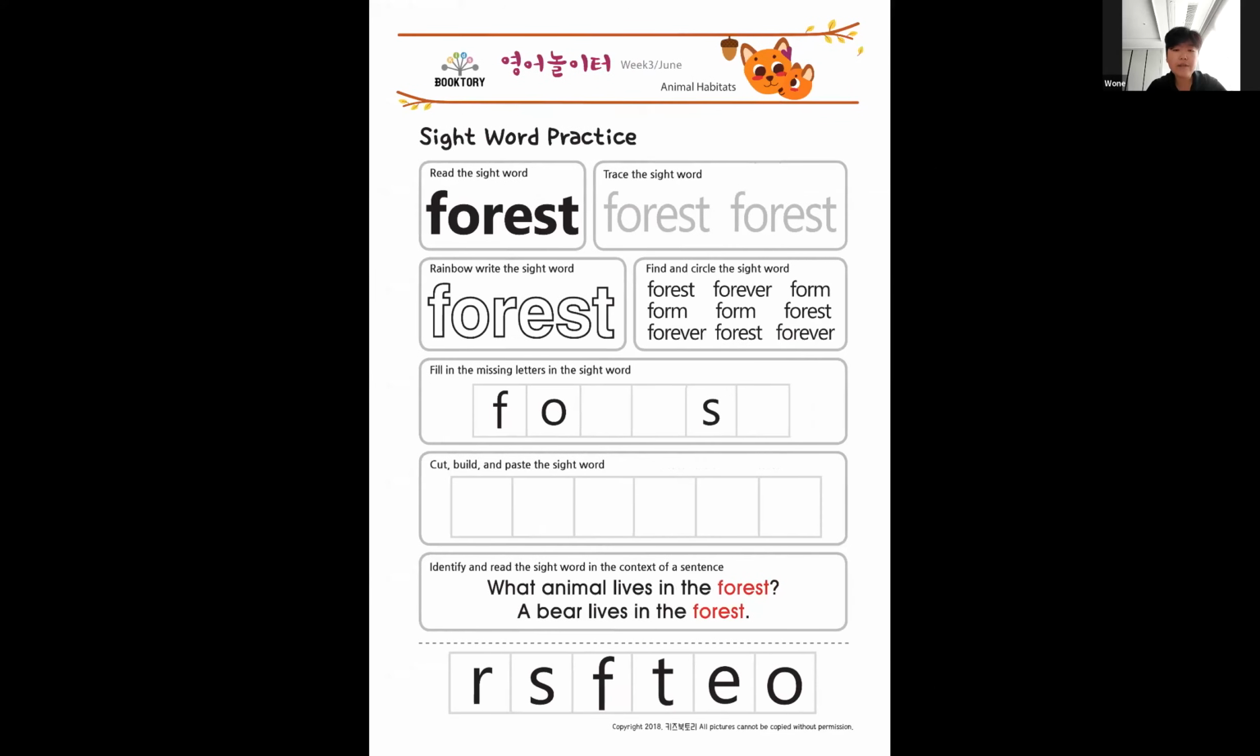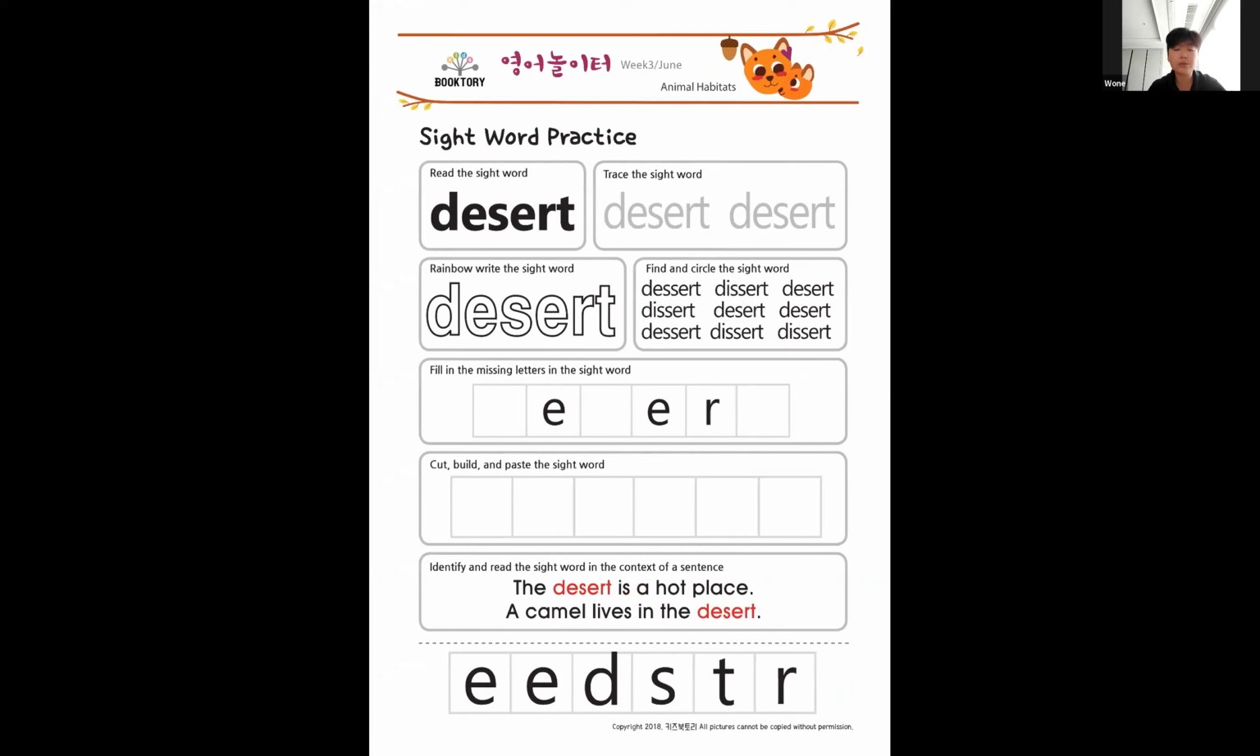And finally, we have our sight words that you're going to practice with your mom and or dad. Good job, everybody.